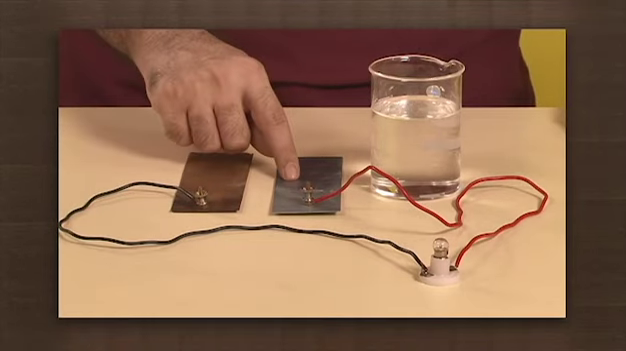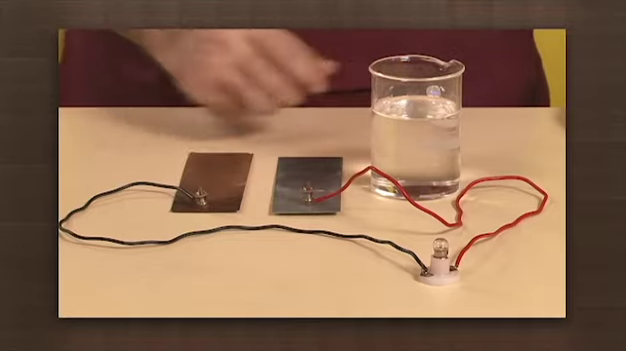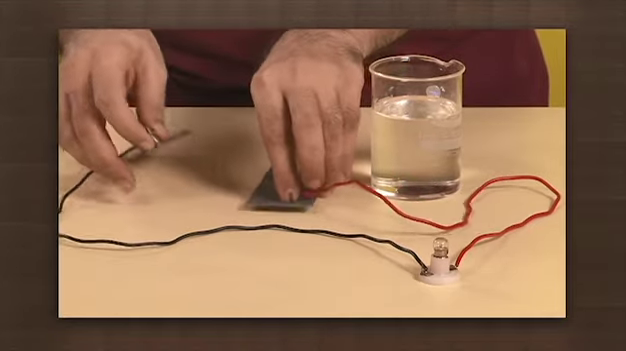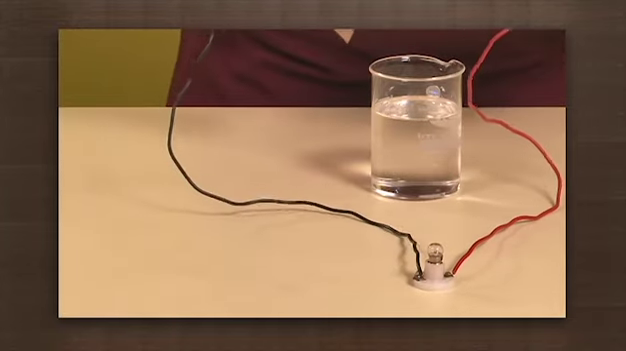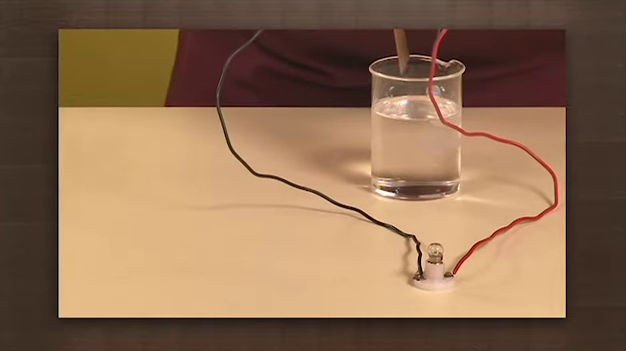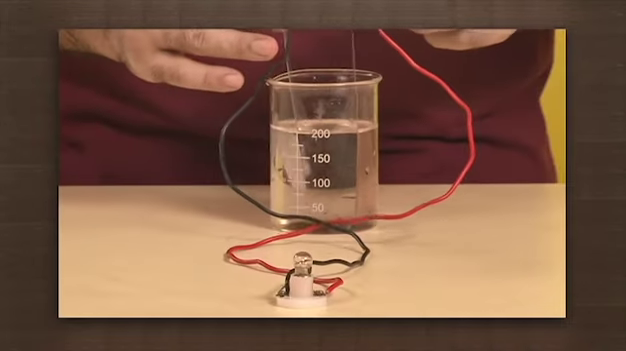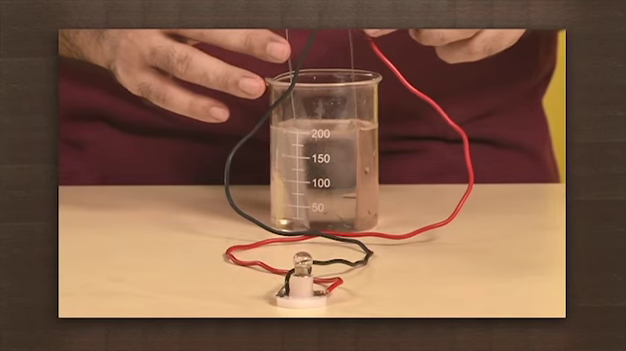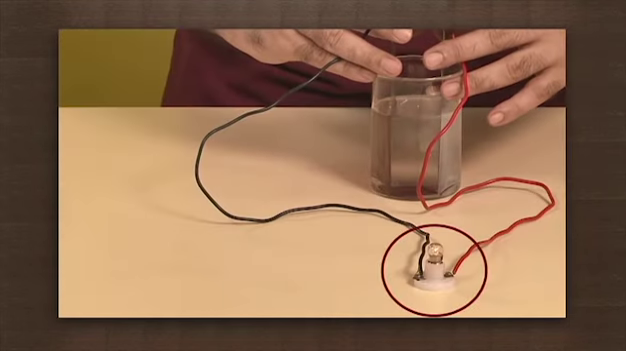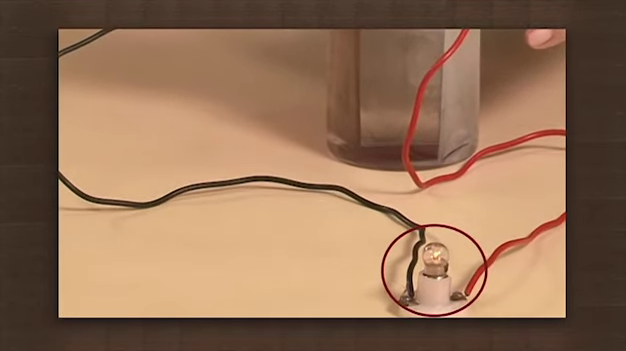Zinc and copper electrodes are used to connect with the bulb. Diluted sulfuric acid is used as an electrolytic solution. Insert these two electrodes carefully. Make sure those two metallic strips are not touching each other. Then you will observe the bulb is lighting up. How does this happen?